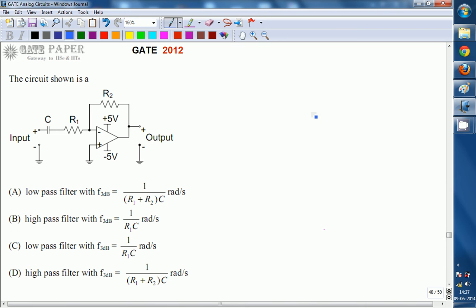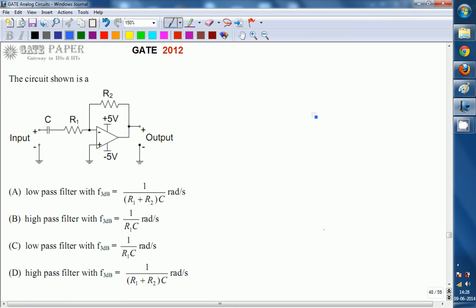Hello, we are discussing the GATE 2012 ECE paper, and this question is related to analog circuits. Look at the circuit diagram shown. The question asks whether the circuit is a low pass filter or a high pass filter, and what its cutoff frequency F3 dB is.